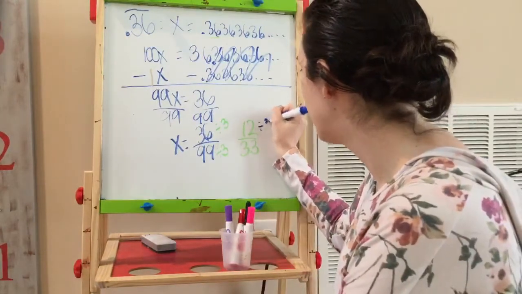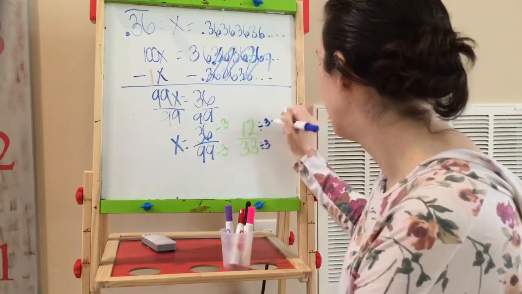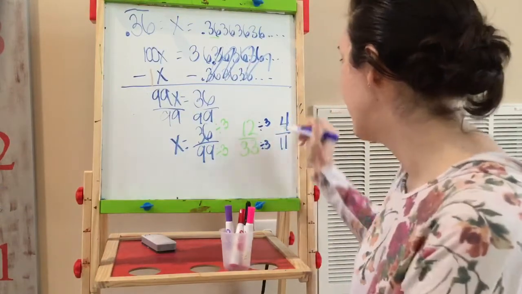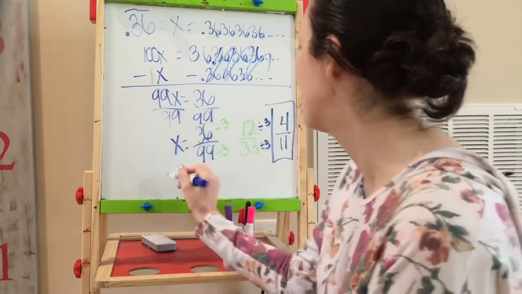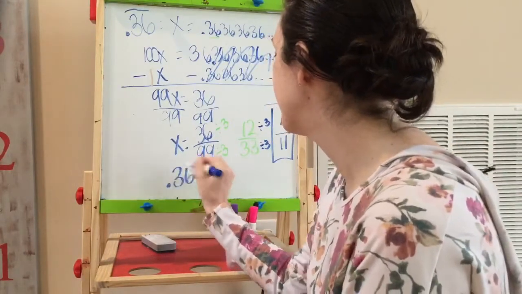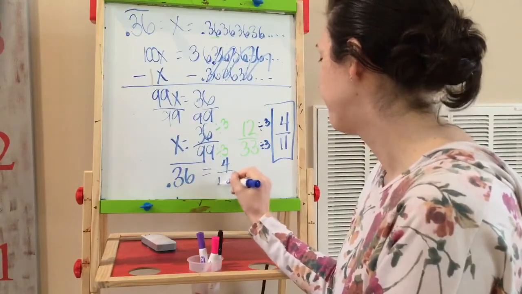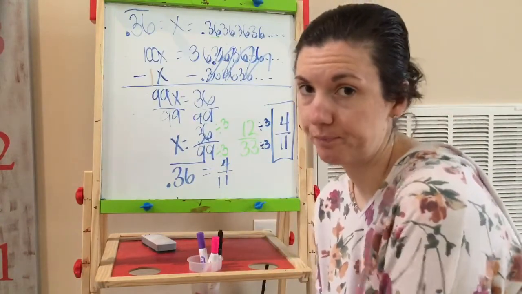3 will still go into both of those numbers evenly. So 12 divided by 3 is 4, and 33 divided by 3 is 11. And that is as simple as it will get. So 0.36 repeating will turn into 4/11 as a fraction.